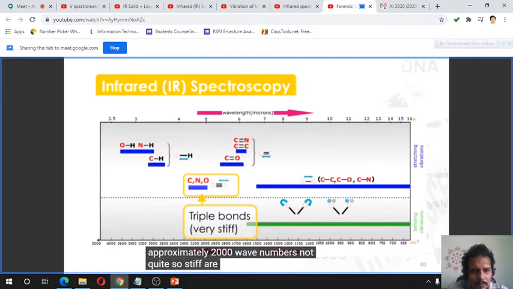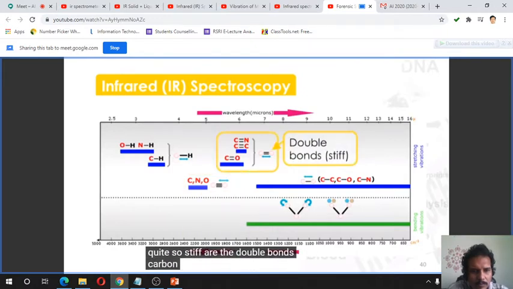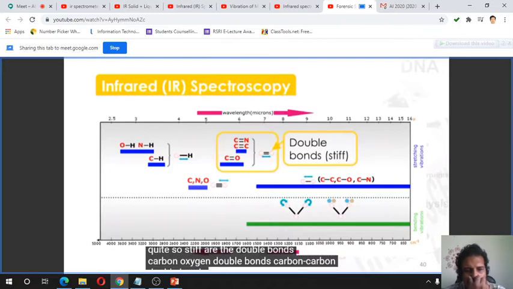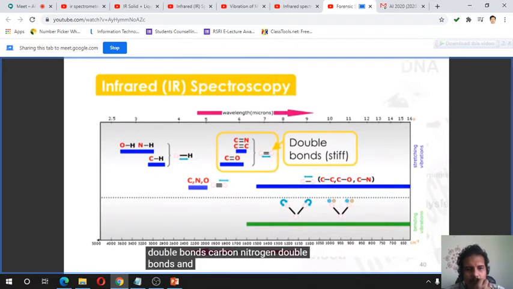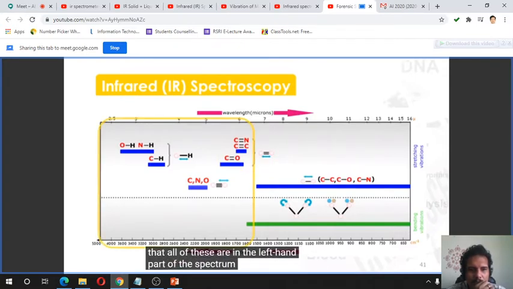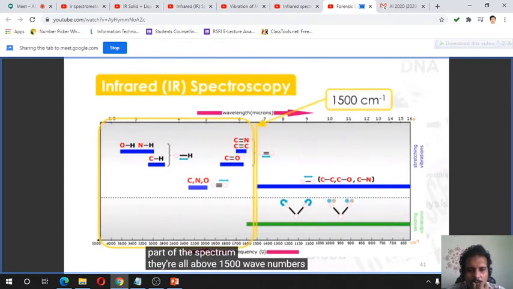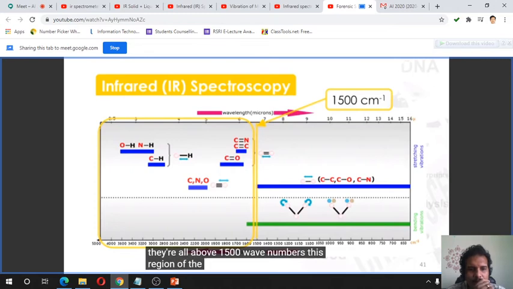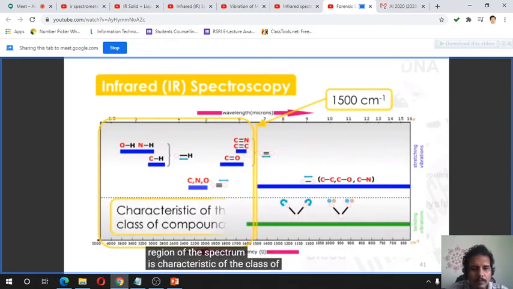Not quite so stiff are the double bonds, carbon-oxygen double bonds, carbon-carbon double bonds, carbon-nitrogen double bonds, and these are all grouped around 1,600 to 1,800 wave numbers. You'll notice that all of these are in the left-hand part of the spectrum. They're all above 1,500 wave numbers. This region of the spectrum is characteristic of the class of compounds.